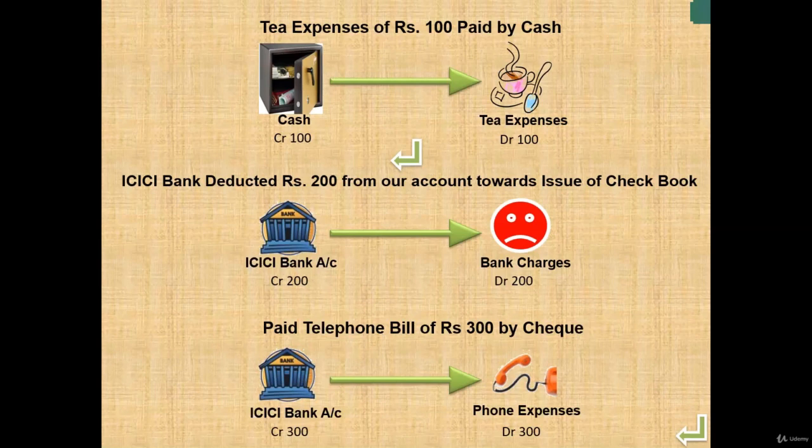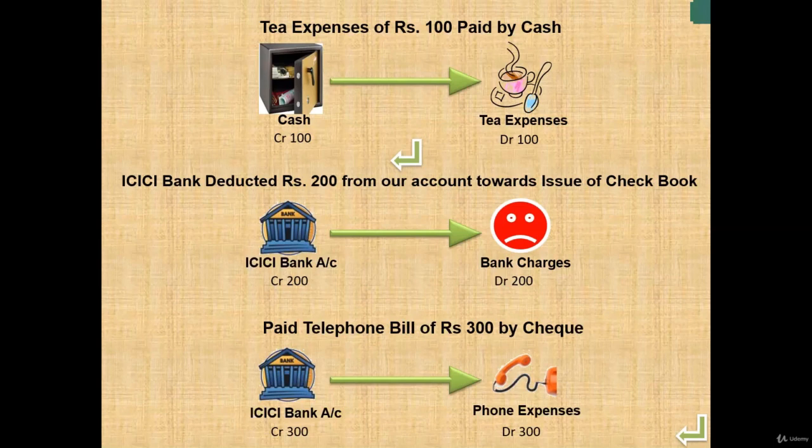Our last transaction is the company had paid telephone bill of rupees 300 by check. So if we are providing check, then what will happen? ICICI bank account will be decreased and the telephone expense is my nominal account. So as per the rule, the nominal account expenses will be debited and my real account is decreasing. So this will be credited. So our entry becomes telephone expenses account debit to ICICI bank account.